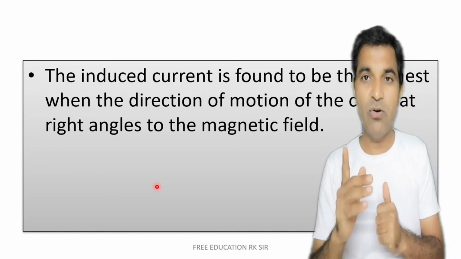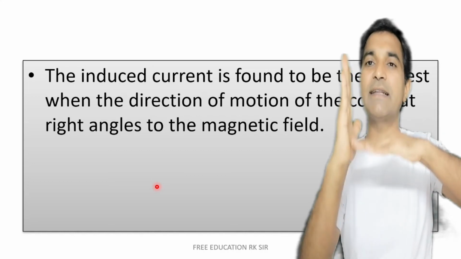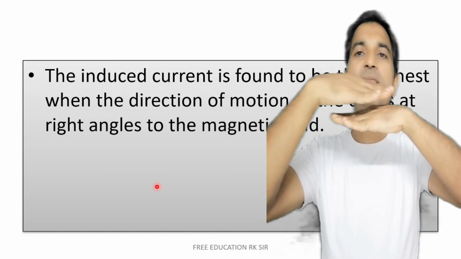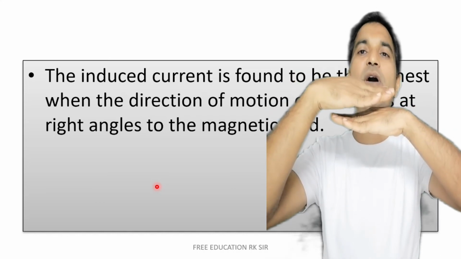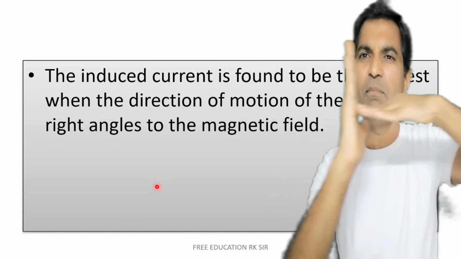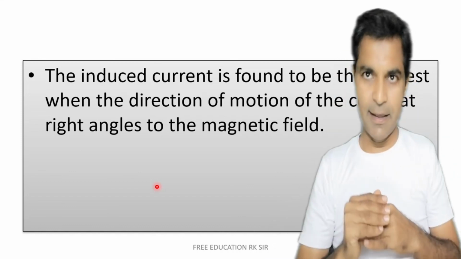So the induced current is found to be the highest when the direction of the motion of the coil is at right angle, because if the direction of the movement is something like this, then there will be no interaction between the two and no current will be produced. But if it is at right angle, maximum linkage will be there, maximum production of electricity will be there.